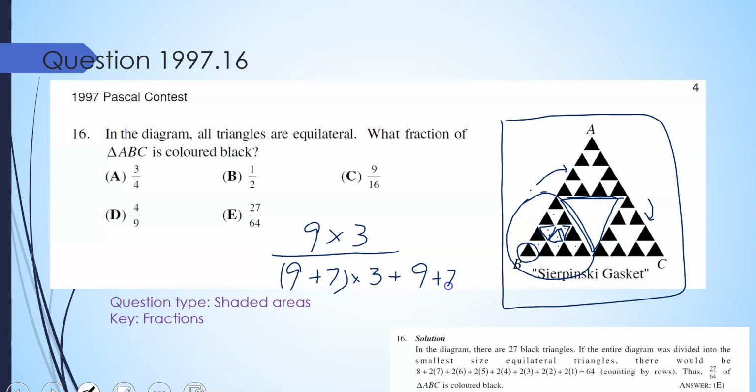That amounts to 9 plus 7, because that's equivalent to 9 shaded or black triangles plus the 7 white triangles. So the answer is 9 times 3 equals 27 over 9 plus 7 equals 16. We have 3 times 16 plus another 16, so that's 16 times 4. So the answer is 27 over 64.